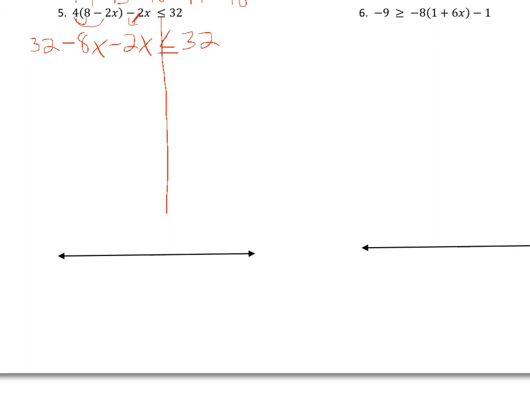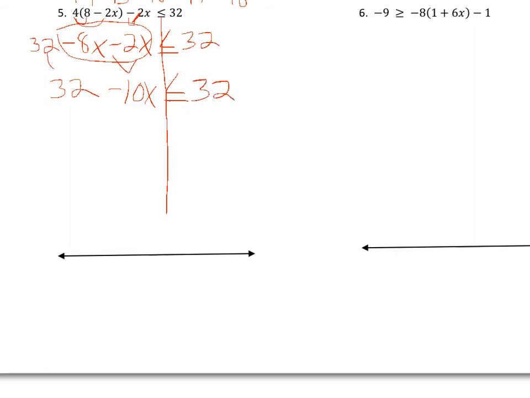Okay, again, I'm just working with the left side because that's where the x's are. And then I can combine the like terms. Don't forget the negative in front of the x's. Negative 8x minus 2x, that's going to give me negative 10x. Right, this is what that gives me. And then I bring down the 32. So the left side's 32 minus 10x is less than or equal to 32.